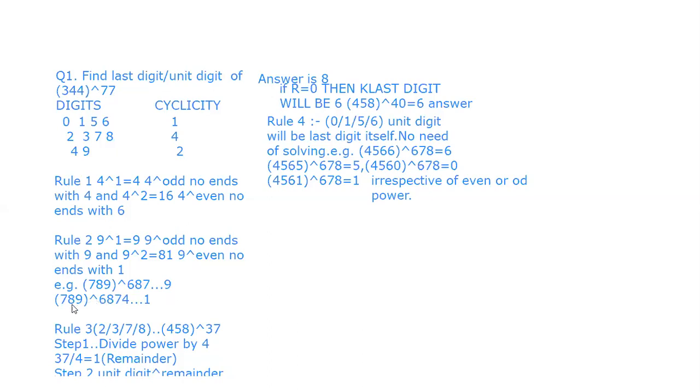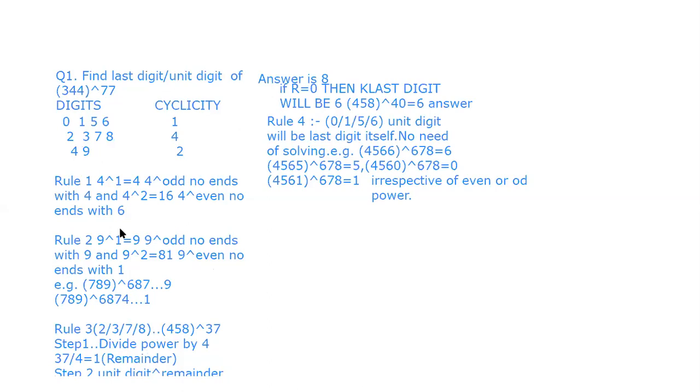But if I change the number, and I say 789 raised to power 6874, what will be the last digit? 6874 is an even number. So 9 raised to an even power ends with 1. So I can say the last digit will be 1. So as you can see, if you remember this small thing, without scratching your head, without even using paper, pen and pencil, you can find the answer to this question. I think all those numbers which are ending at 4 and 9, we can solve by just keeping these two things in mind.